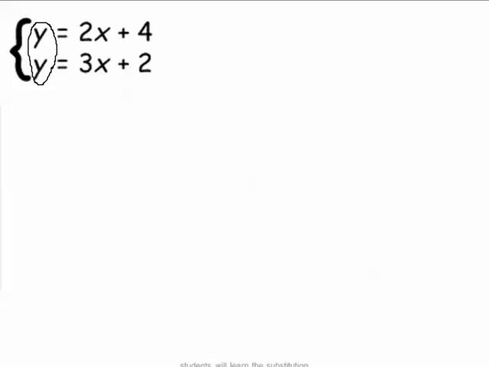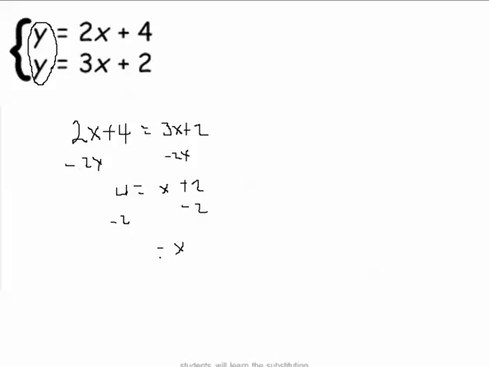Well, if they're both equal to y, I could say that 2x plus 4, that's y, is equal to 3x plus 2. Well, that's y as well, isn't it? Now I've only got one variable in here. And if I subtract the 2x from both sides, I'm going to get 4 is equal to x plus 2. And subtract the 2 from both sides, I'm going to get that x is equal to 2. I've got a value for x now. I can go back up here to either one of these. As a matter of fact, we'll do it in both of them.